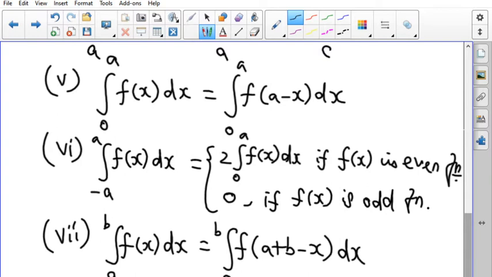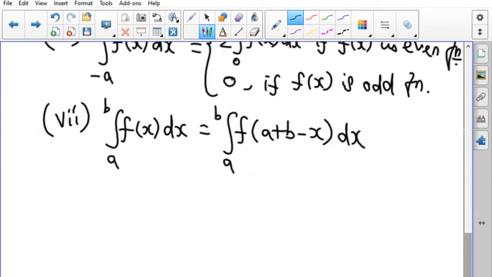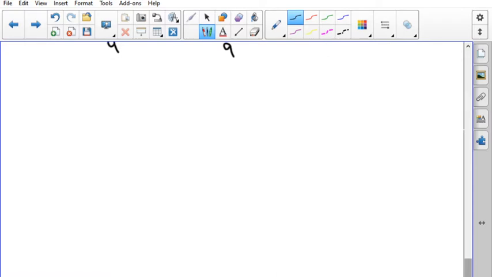If f of x is an odd function, it is 0. If it is an even function, we can write the integral like this. And the last property is a to b. Here, 0 to a minus x. Here a to b, it is a plus b minus x. So using these 7 properties, we are going to see the next exercise. Exercise 2.9.